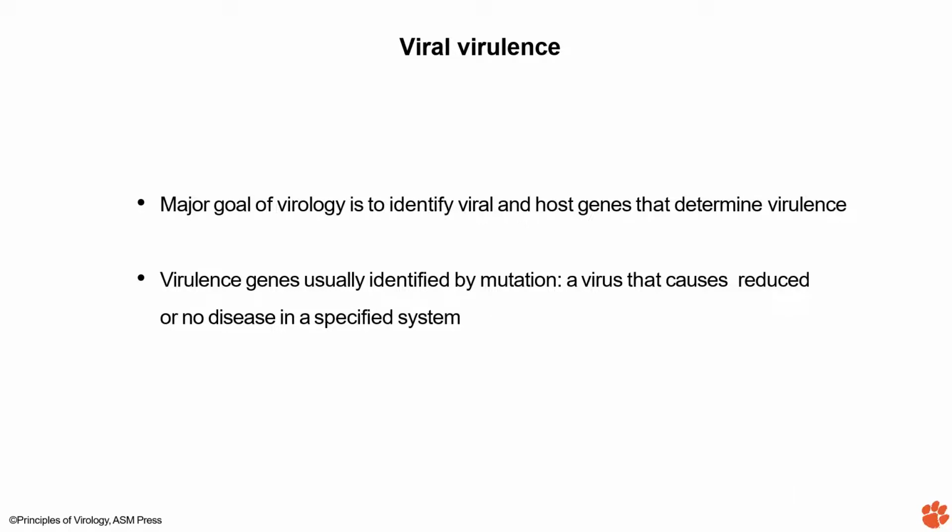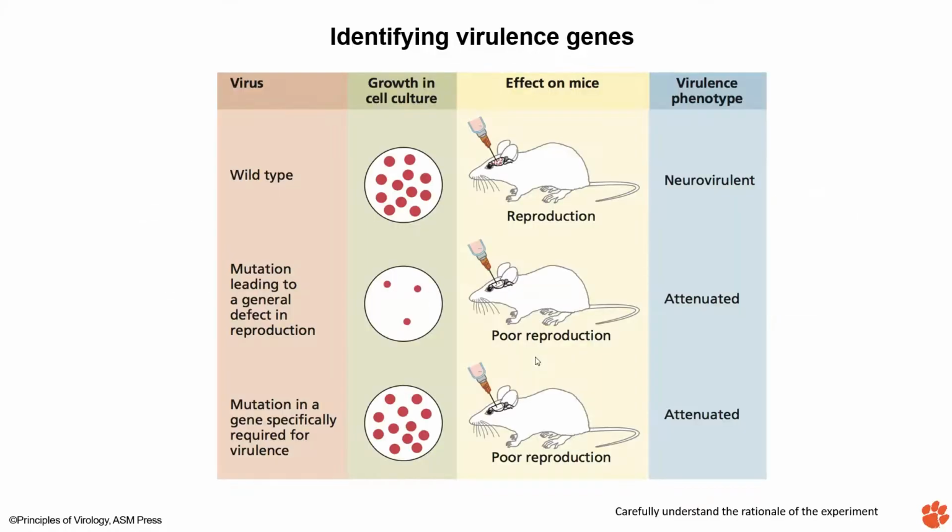So basically, the goal of virology is to identify genes that determine virulence, usually identified by mutation: a virus that causes reduced or no disease in a specified system. This is very self-explanatory. That's basically the goal. And how are you doing this? This is just a very general scheme, and you will see there are several slides that I put in to carefully understand the rationale of the experiment.